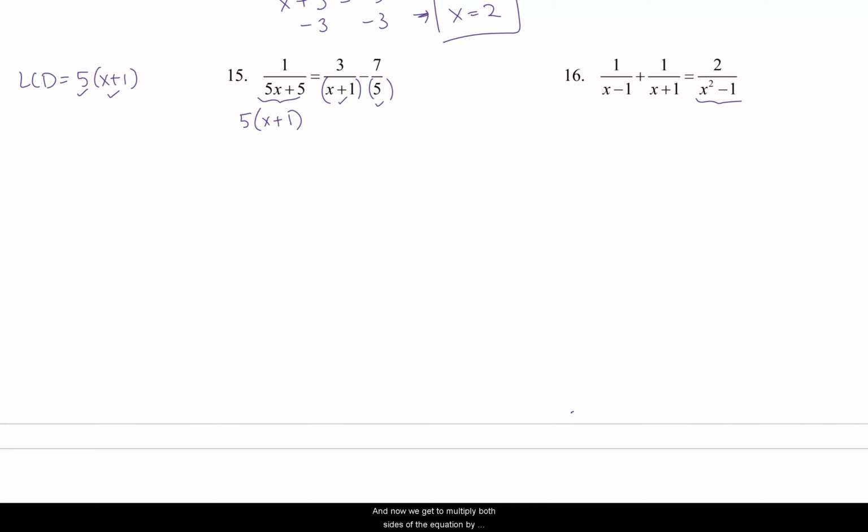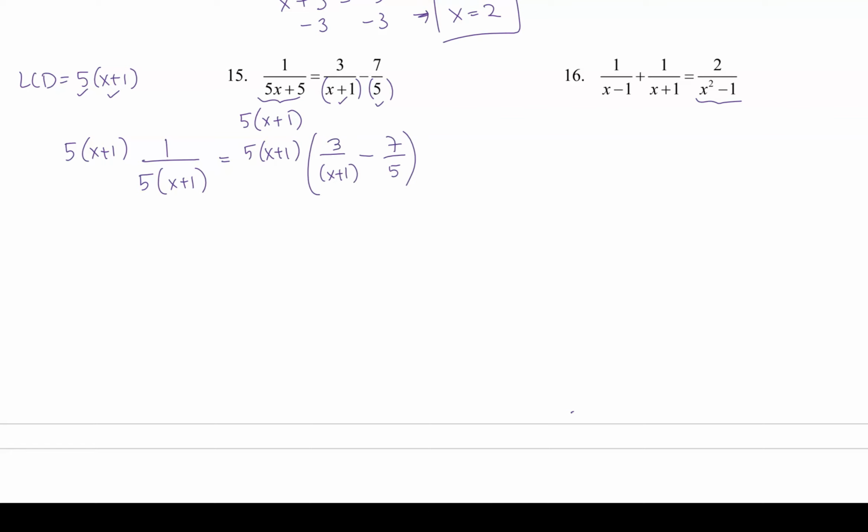And now we get to multiply both sides of the equation by our least common denominator. Left side, I'm going to replace the 5x plus 5 with my factored form. And then 5(x plus 1) times the entire right side. 3 over x plus 1 minus 7/5. Be really careful here that you distribute to both terms on the right side of the equation. So here's what I mean by that. We can cancel common factors on the left, and we're left with 1. On the right, we need to multiply it out. x plus 1, and then minus 7/5, 5(x plus 1).